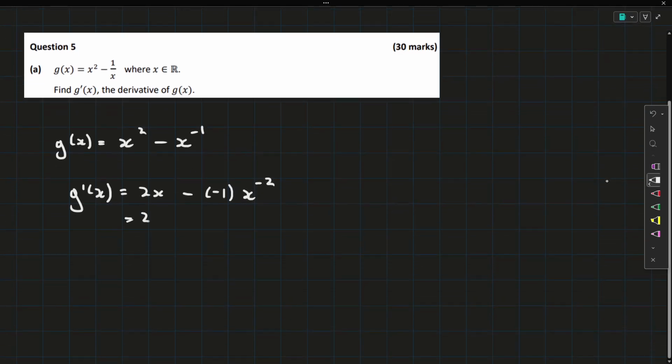We can simplify that a little. So we'll get 2x plus, because the minus times minus 1 just gives us positive. And then you can say 1 over x squared, or you could leave it as x to the minus 2 if you'd like.